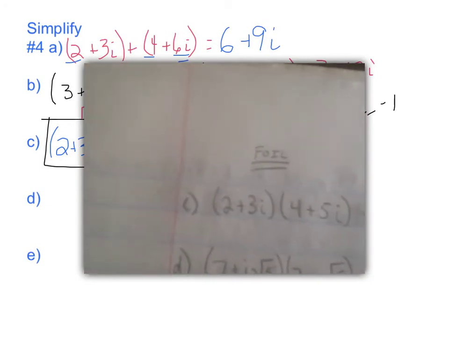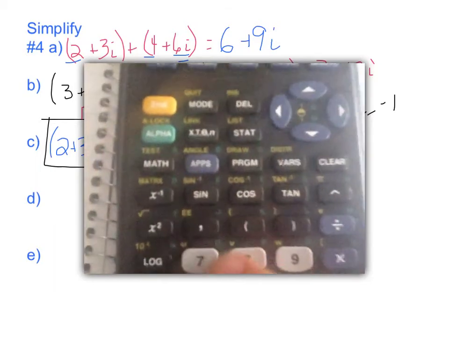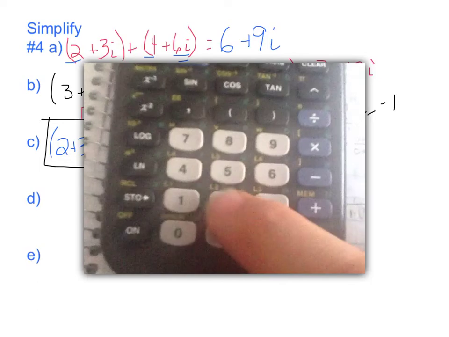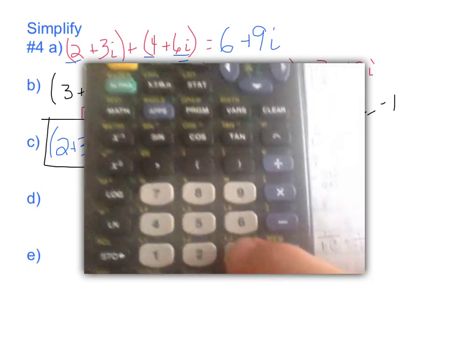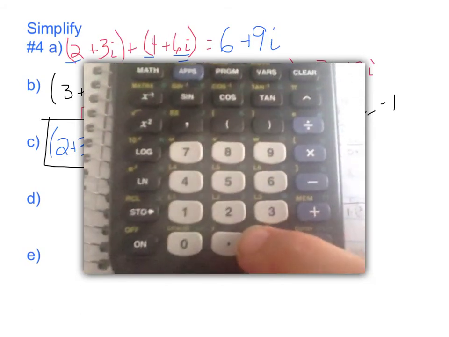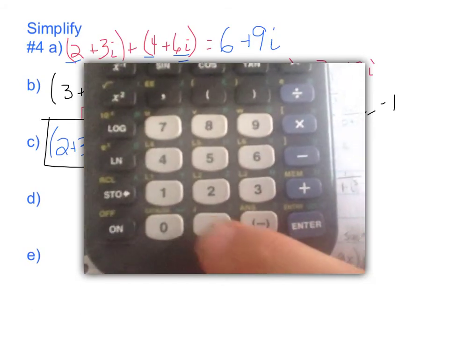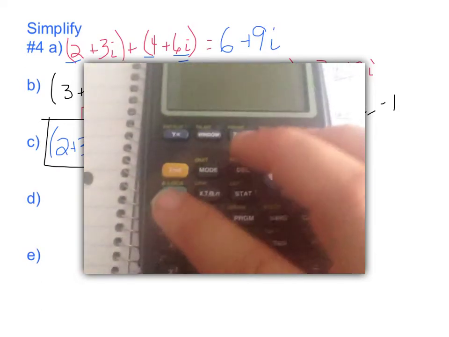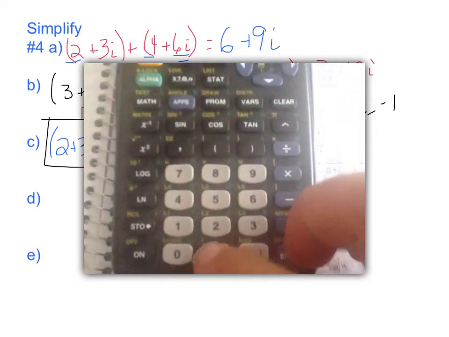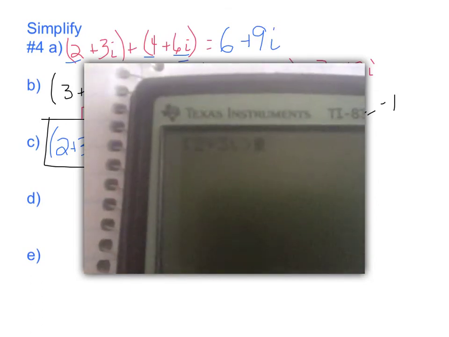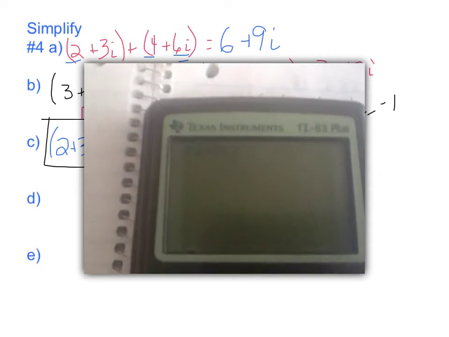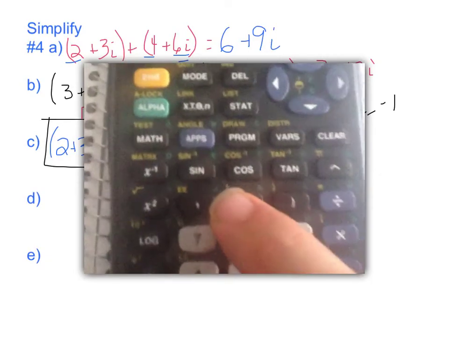Now we're going to do the example that we just did, the FOIL one. But this will work for any of the examples we've done so far. I want you to type parentheses 2 plus 3, and then i. Where is i? Oh, i is right above the decimal point. So you have to go up and hit second, and then hit your decimal. And then close your parentheses. So right there, we have 2 plus 3i. It's kind of tough to tell, but it's there. And then type the second quantity.